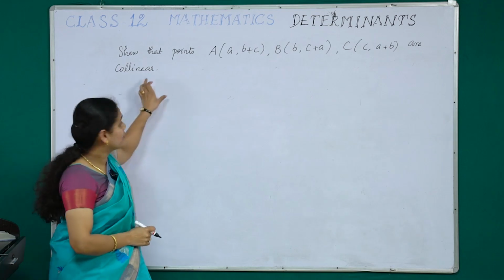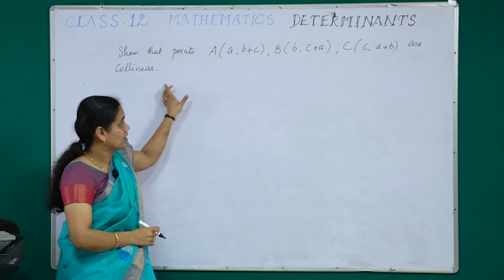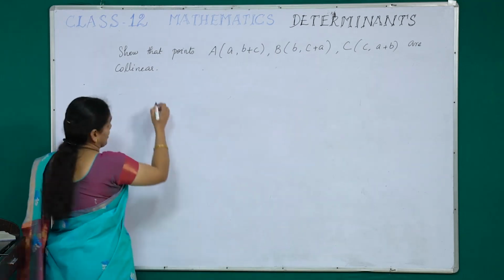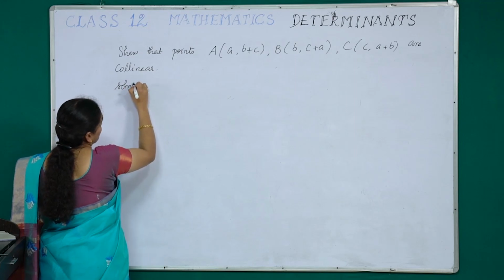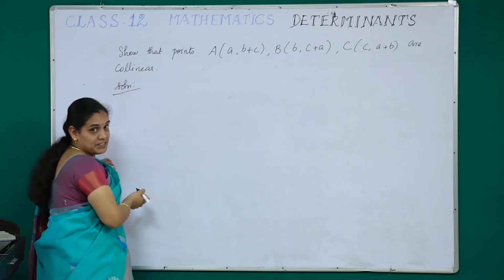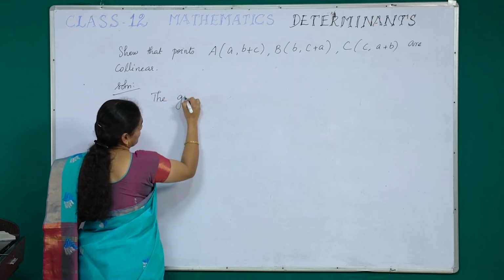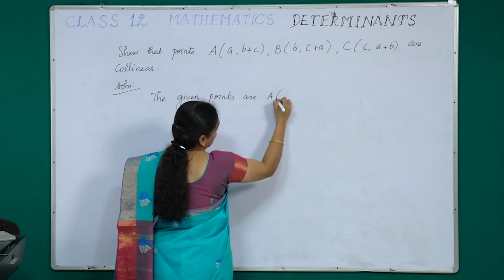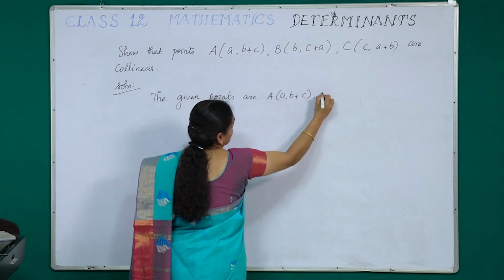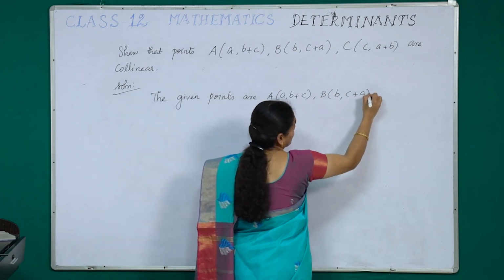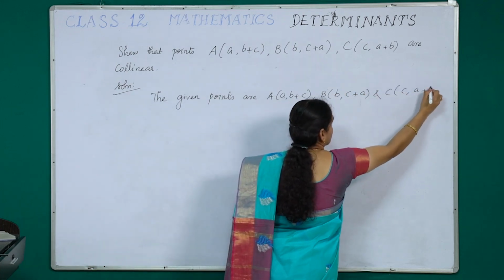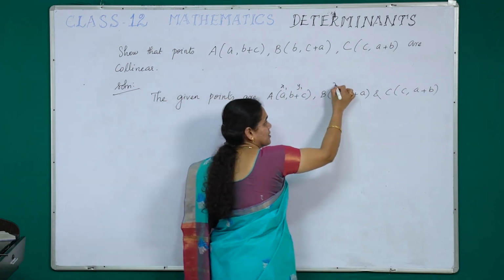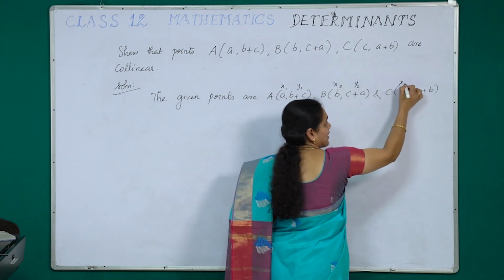Okay. How do we show these 3 points are collinear? If we show that the area of the triangle is 0, then we can say that the 3 points are collinear. You can write the given points are A, comma B plus C, and B, comma C plus A, and C, comma A plus B. So this one we will take as x1, y1, and this is x2, y2, and this is x3, y3.